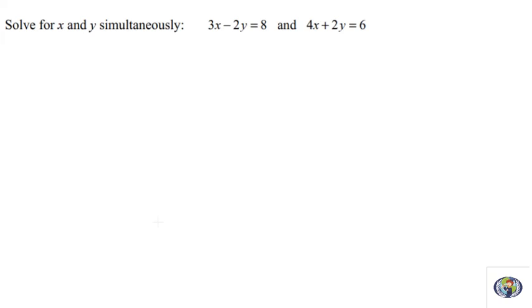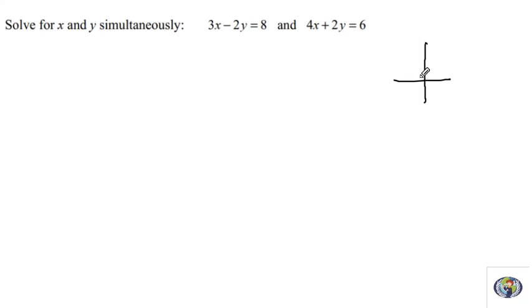Sometimes you may be presented with two linear straight equations, and you are required to find two variables, x and y, simultaneously. Simultaneous equations are equations which are meeting at a certain point if we were to draw a Cartesian plane.